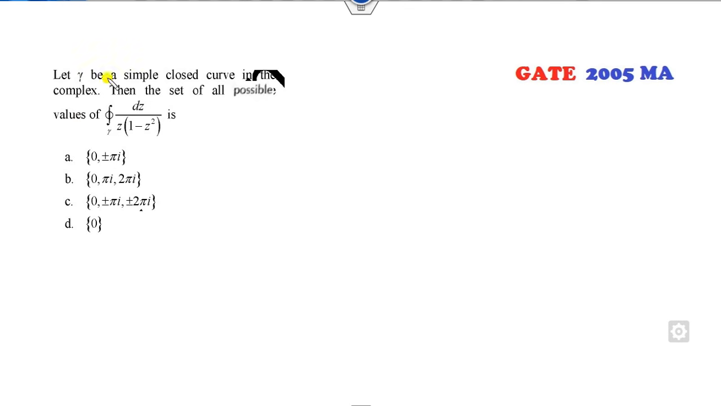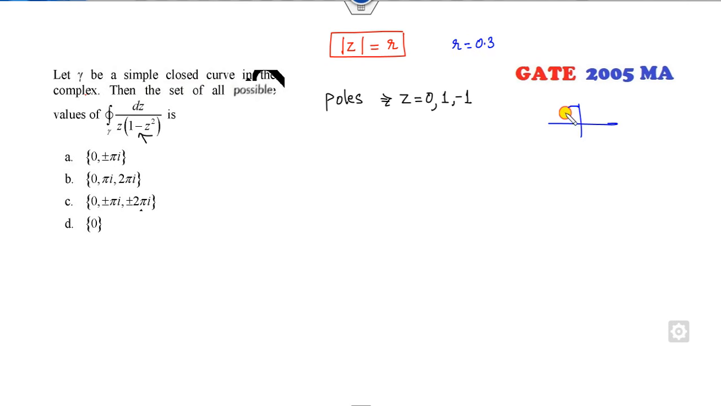Okay, look at this another one. Gamma is a simple closed curve in the complex plane. Okay, the radius is not given to you, so that means it is R. Fine. Then firstly we can find the poles of this. The poles will be z equal to 0 and the ones corresponding to this, 1 or minus 1. Now clearly the radius is not given to you. Fine. If I consider a simple closed curve in the complex plane, and if I consider the radius to be say 0.3, then definitely this will be my curve.